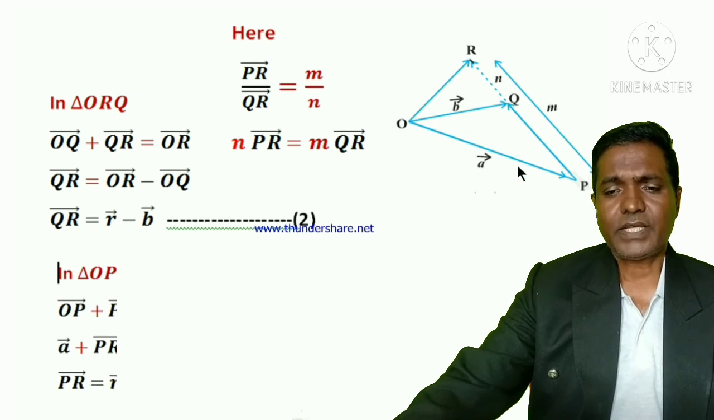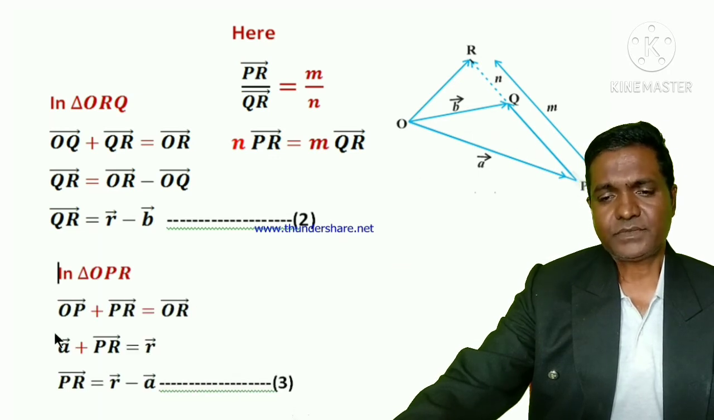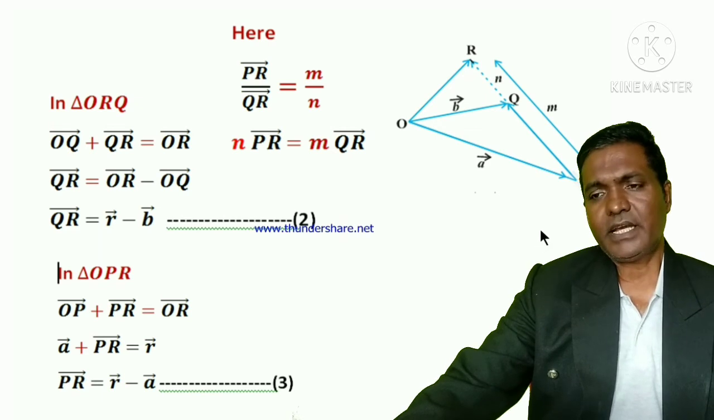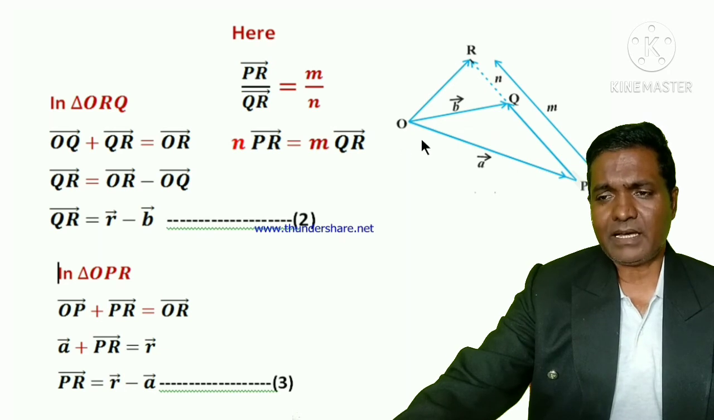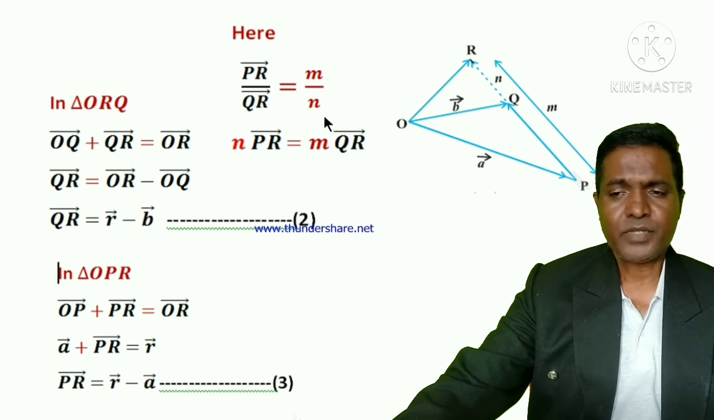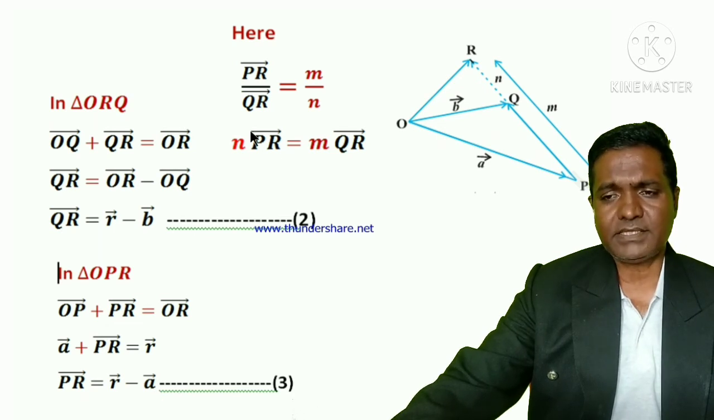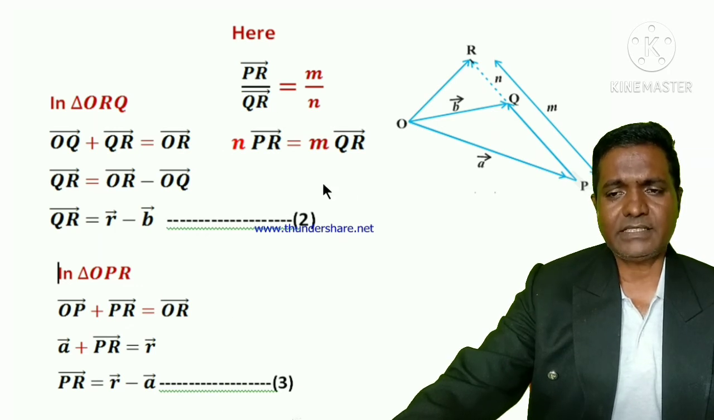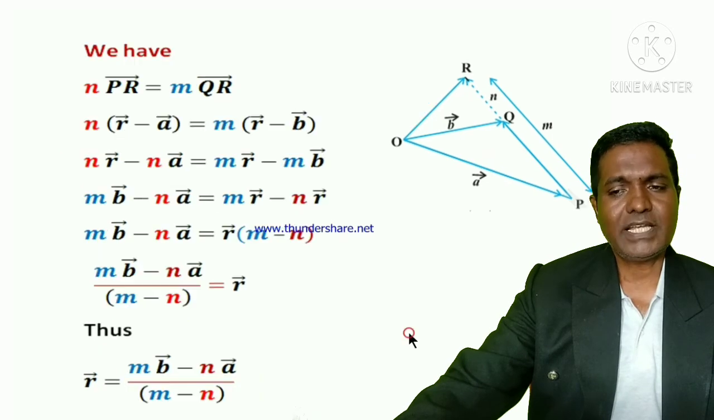Similarly, you can compare this big triangle OPR and apply the triangle of vector addition. So here OP plus PR is equal to OR, and we want PR. So PR as it is, OP means A. Transfer A to this side, it becomes minus A. Call this equation number 1, this equation 2, and this equation 3. So substitute 2 and 3 in equation 1 and you will get the value of R.